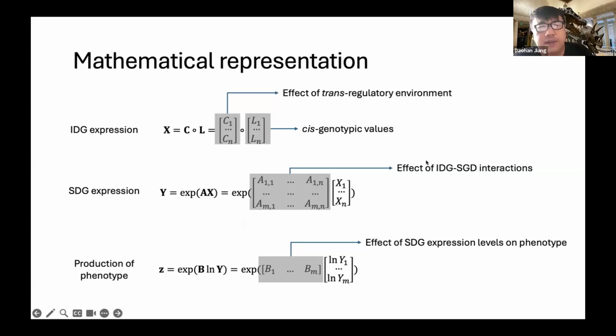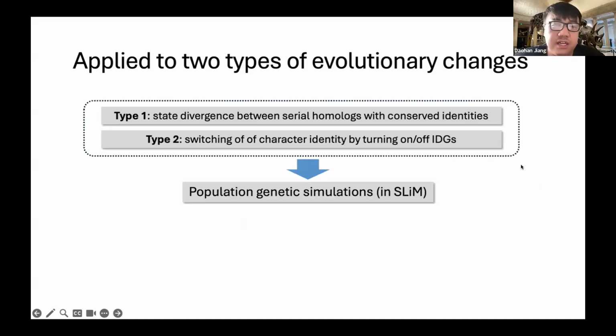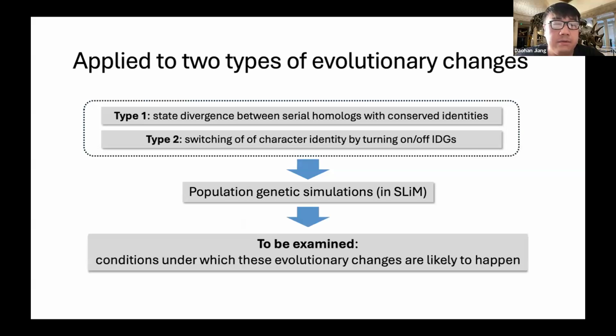So I'm not going into greater details about this mathematics. And for the rest of the talk, I will focus on some applications of the model. I examined the two types of evolutionary changes and used population genetic simulations to demonstrate the dynamics under developmental constraints. I examined the conditions under which these evolutionary changes are likely to happen.